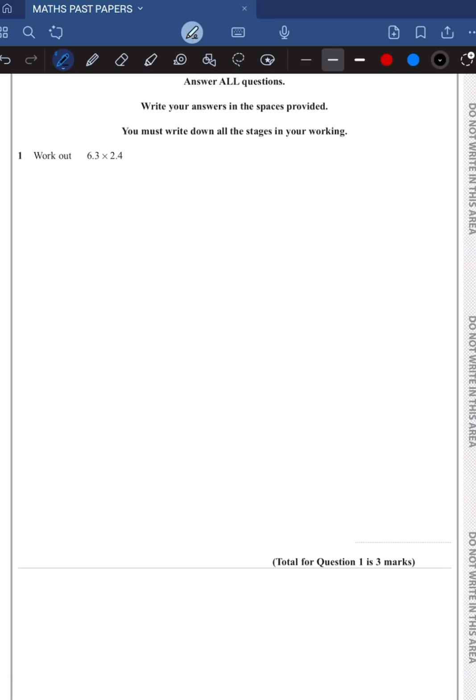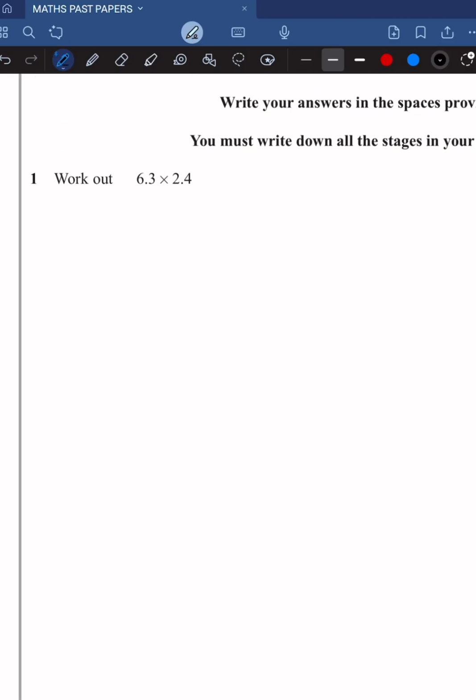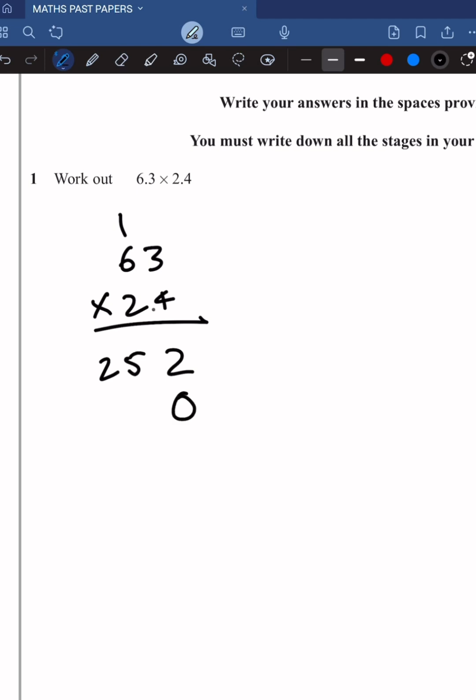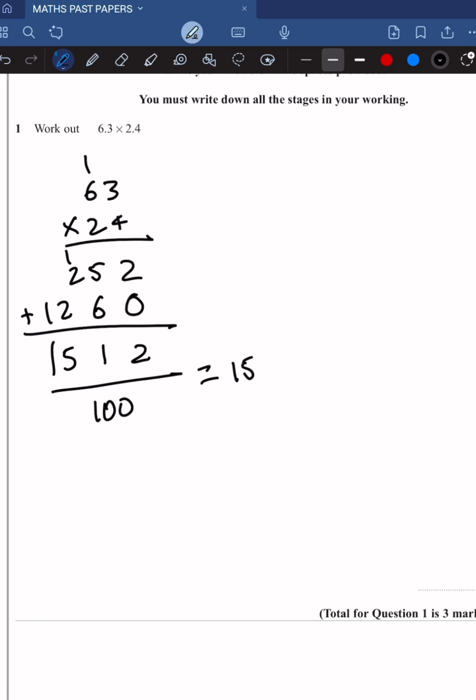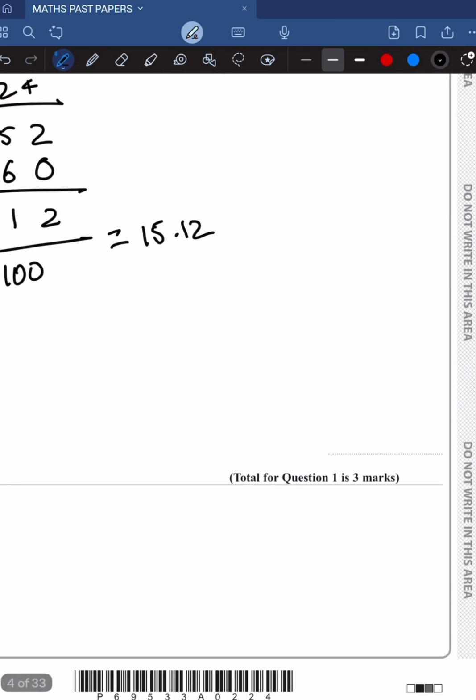Let's get into it. So question 1, 6.3 times 2.4. Multiply both by 10, so you have 63 times 24. 4 times 3 is 12, 6 4s are 24, then 0, 6, 12 adds up to 1512. Now we divide this whole thing by 100, since we multiplied both by 10 initially, so we have 15.12. 3 marks.